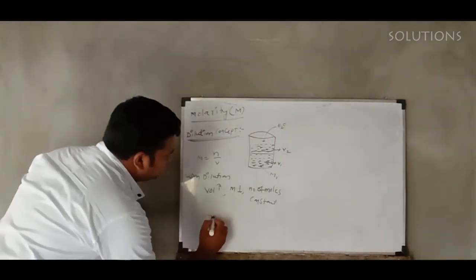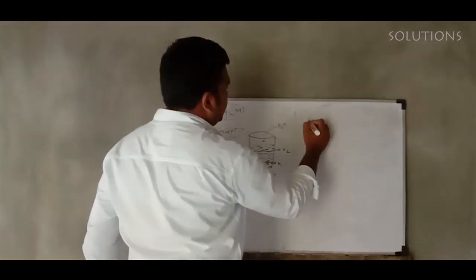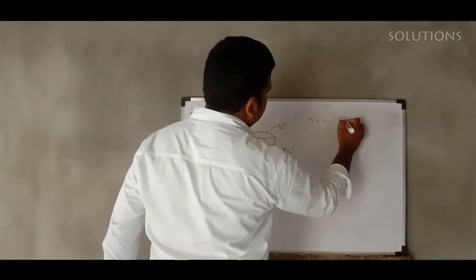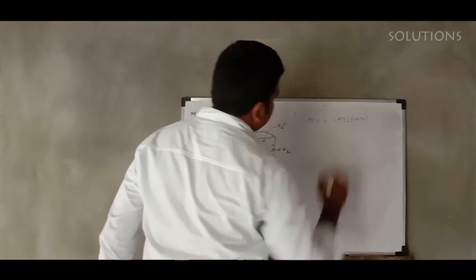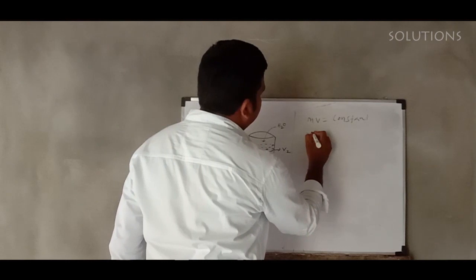MV is equal to N. So what is M here? M into V is equal to, I write here, constant. Why constant? Number of moles is constant. Now I will get the formula.